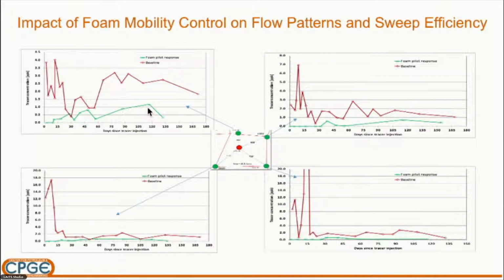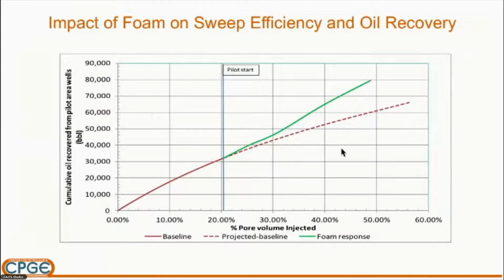So what does it mean? It means the volumetric sweep has been increased by foam. That's shown by the delay of the tracer breakthrough. And there is more evidence of that, based on the almost 20,000 barrels of incremental oil recovery after the foam treatment, as in the case shown in this figure.